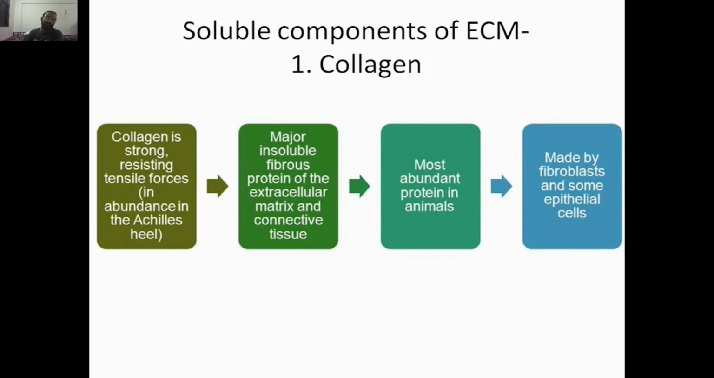Collagen is strong, resisting tensile forces, and is in abundance in the Achilles heel. That is nothing but it will act as a natural polymer in short. The major insoluble fibrous protein of the extracellular matrix and the connective tissue is collagen, right? The most abundant protein in animals is collagen, and collagen is made by the fibroblasts and some epithelial cells.